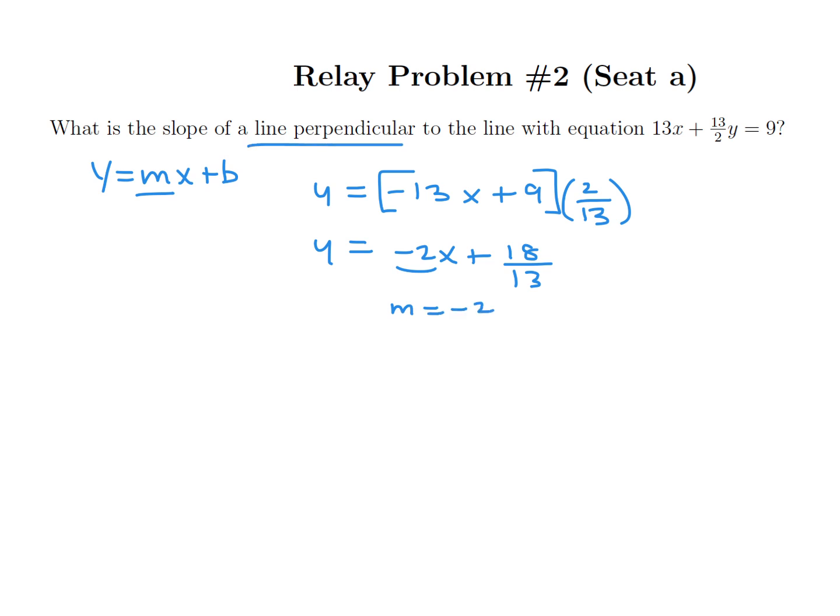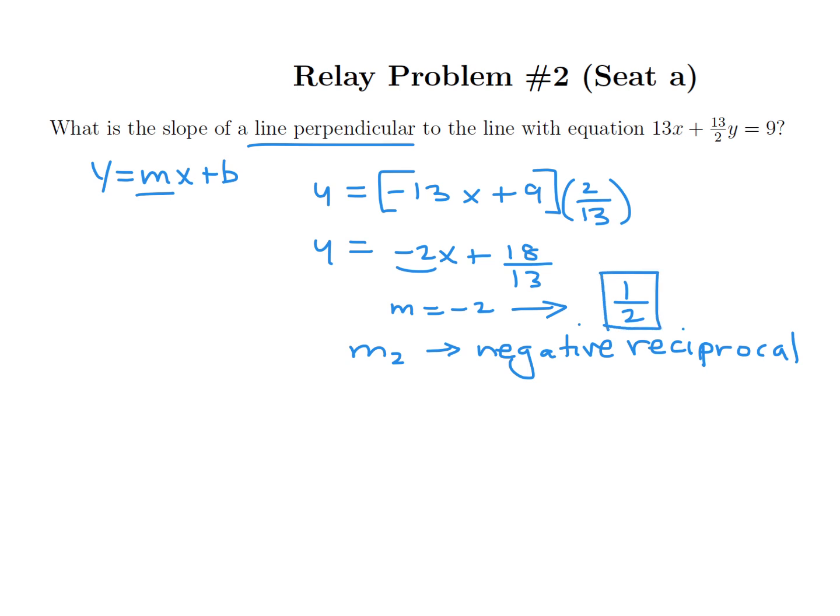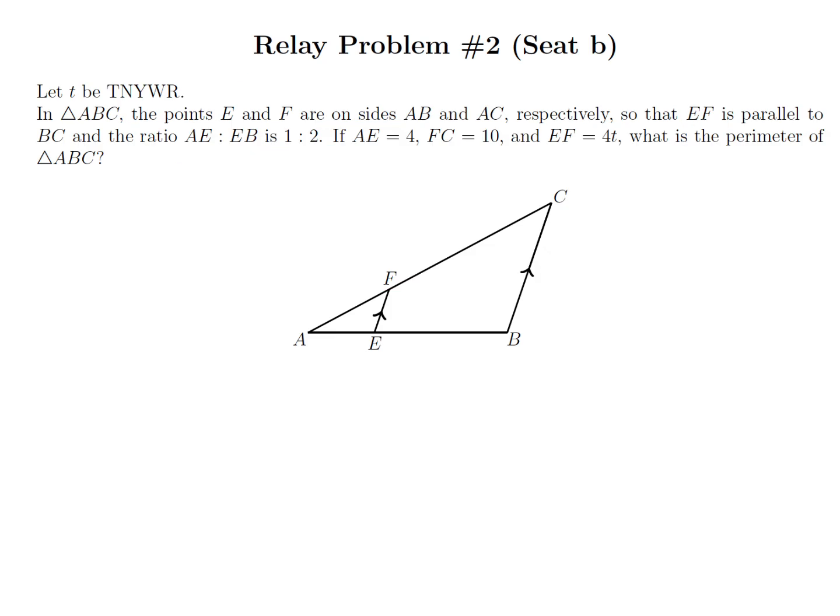Now we want the slope of a line perpendicular to this. A line that would be perpendicular to this would have a slope that is the negative reciprocal. Negative reciprocal of this is, first you take the reciprocal, then you take the negative, and so it would just be a half. T in this case is a half.